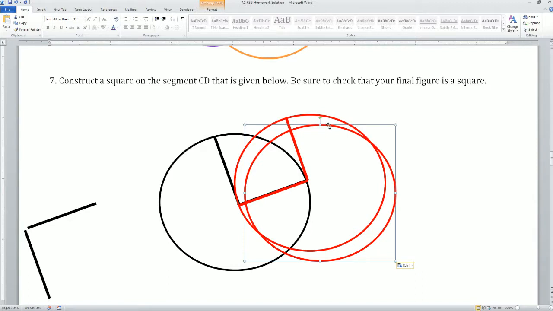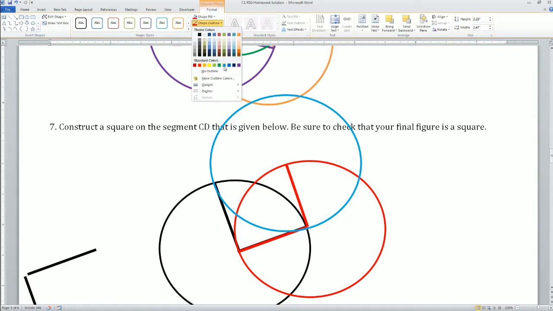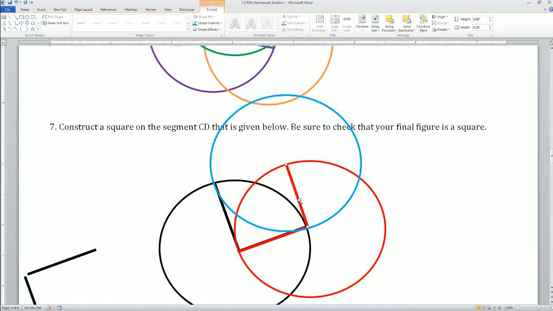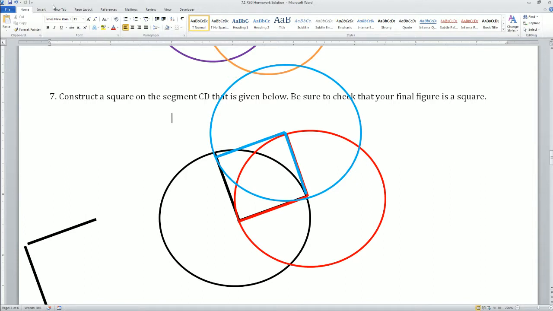I'm going to create another circle here, and I'm going to call this blue. This one is also going to have a radius going down. That is going to be blue. Likewise, it's going to have a radius from its center to the left. That's also going to be blue. Okay, good.